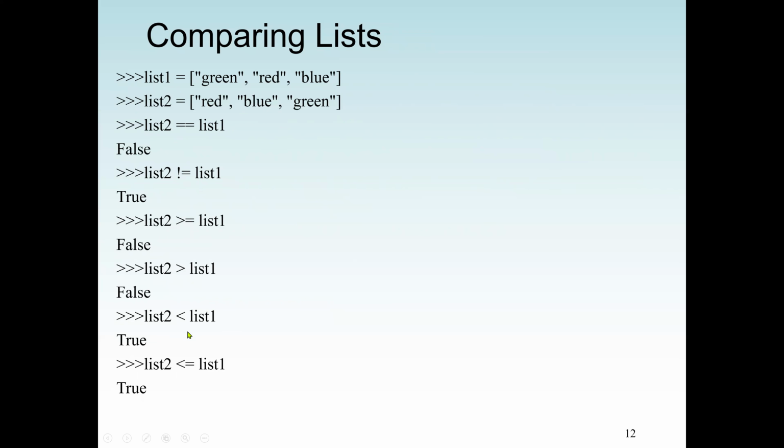Now we say list 2 less than list 1, and that is true. And also list 2 less than or equal to list 1 is true, at least it's less. So that is true. So we can compare two lists using relational operators: equal, not equal, greater than, less than, less than or equal, or greater than or equal. We have 6 of them.